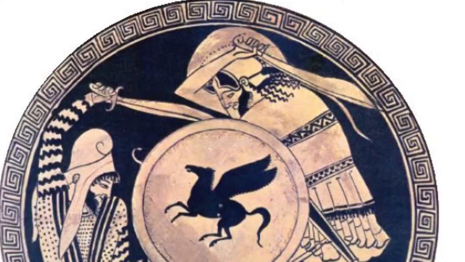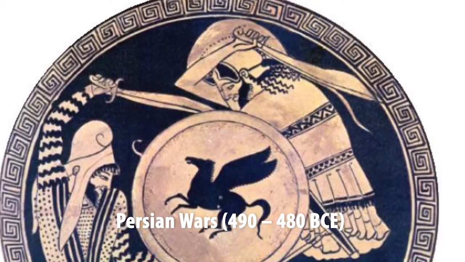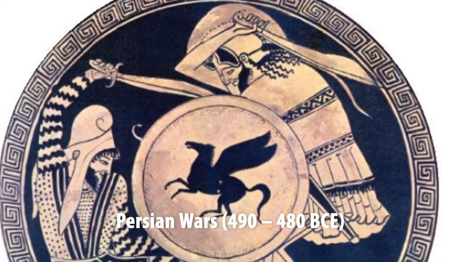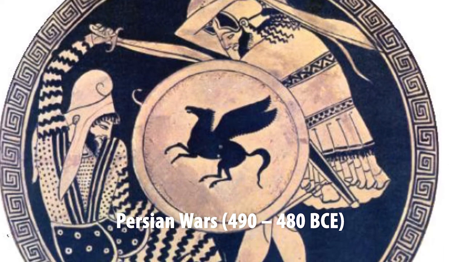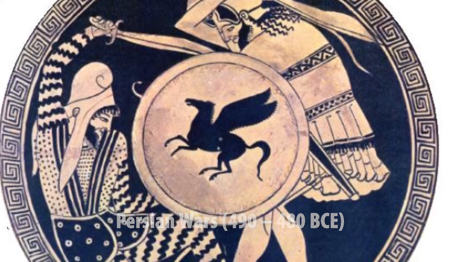So you had these two great civilizations, this Greek civilization, which is dominated by city-states, and this Persian civilization ruled by the Achaemenid dynasty. And they're going to come into conflict with each other in a way that would come to define the classical West. This is the story of the Persian Wars, which lasted from roughly 490 BCE to 480 BCE. And the story begins with an event known as the Ionian Revolt.